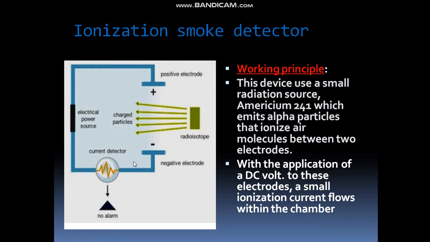So with the application of a DC voltage connected between the electrodes, a small ionization current flows within the chamber. Okay, so when the radioactive rays, which are nothing but alpha particles, come into the chamber, they ionize the gas present between the electrodes. Due to the ionization process, current is produced. That current is sent into the detector. So this is the working principle of the ionization smoke detector.